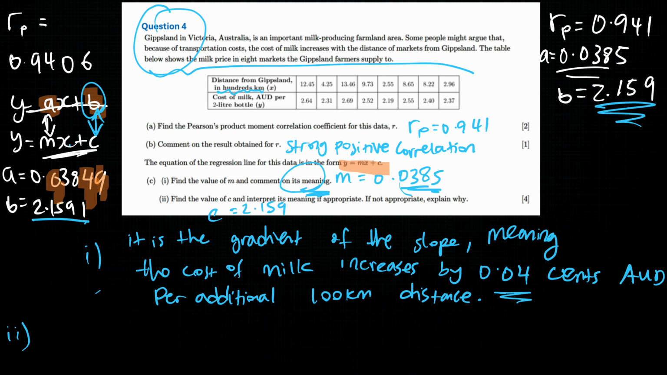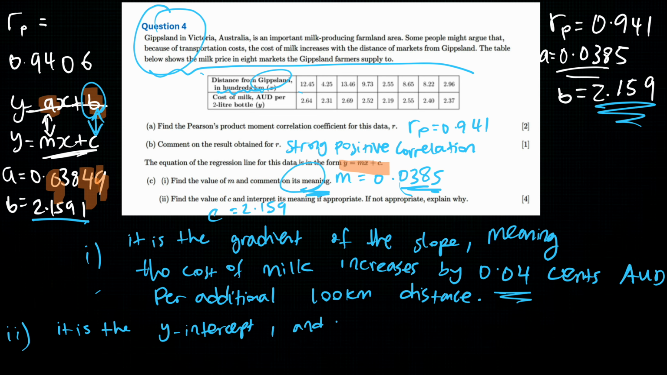What is C in the equation y equals mx plus c? C is the y-intercept, right? So it is the y-intercept. And if appropriate, is it appropriate or not? Well, C is the y-intercept, so it's going to be the point the line crosses the y-axis. And therefore, it's going to be important as it shows the price of milk when distance is at 0. So when you're within Gippsland itself, when the distance is 0, within the town where the factory of milk is located.